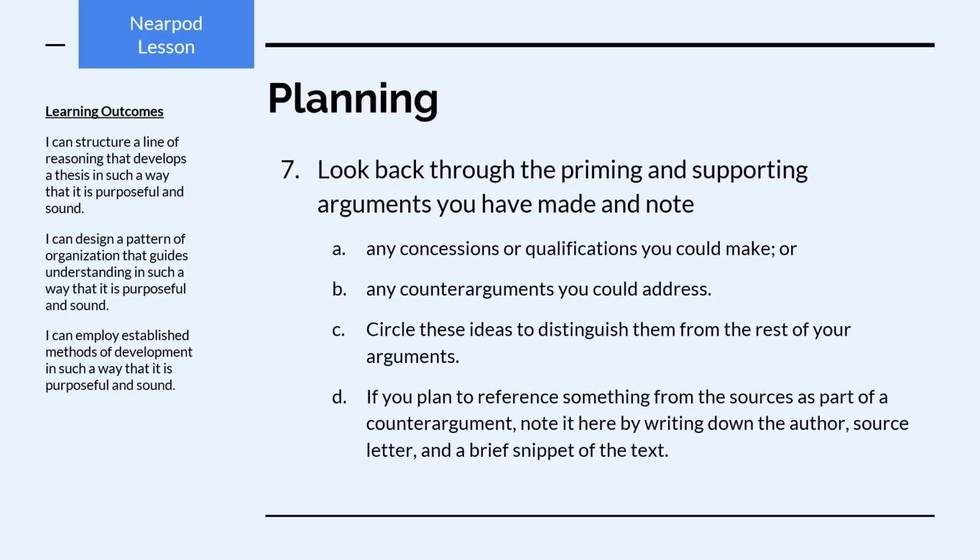Okay, moving on to step 7. Now look back through the priming and supporting arguments you've made, and this is where we're going to note concessions, qualifications, and counter arguments, and circle them, just like we did in the Q3 drill. This time, if you plan to reference something from the sources as part of a counter argument or qualification, make sure you do the same thing you did before. Note the author's name, the source letter, and a brief snippet of what the text says. Again, take about 2 minutes, just like we did on the Q3 drill.